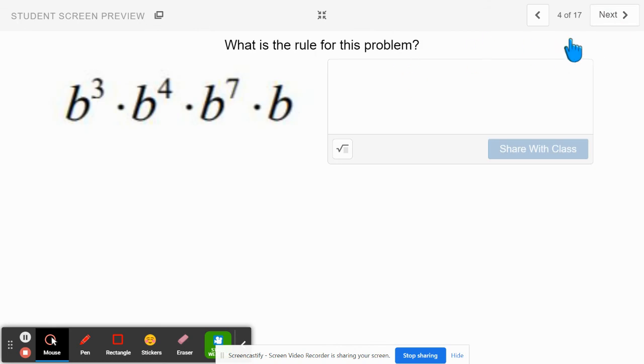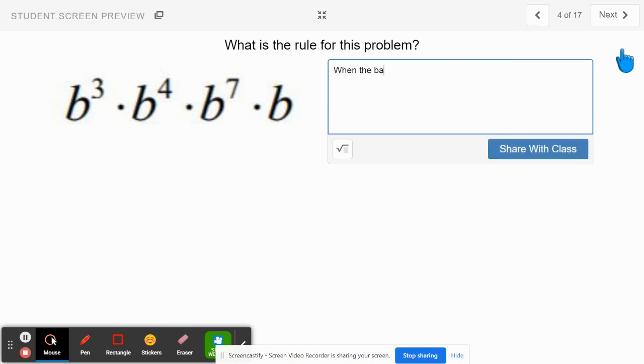What is the rule for this problem? Take some time and then give me an answer if you can. When the bases are the same, you must add the exponents. Hit this button B. 3 and 4 is 7, plus 7 is 14, plus the other one is 15. Shift 6, 15.